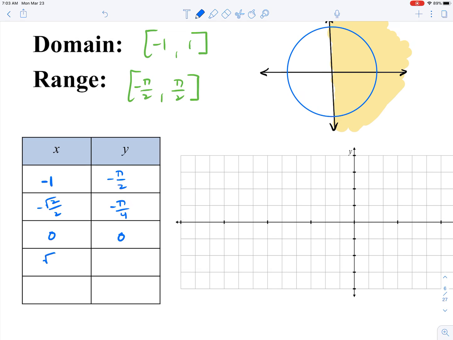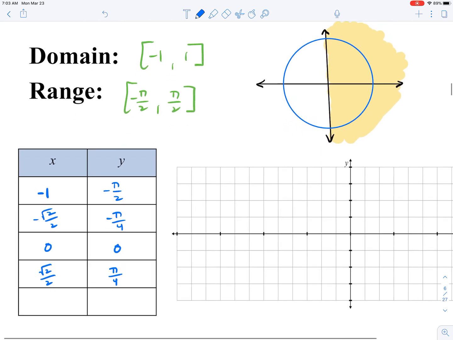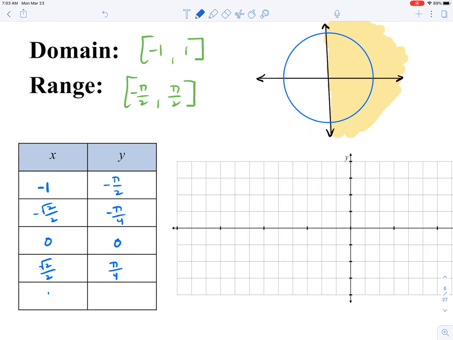And then when we evaluate inverse sine at positive ratios, like root 2 over 2, inverse sine of root 2 over 2 will be pi over 4, so from quadrant 1. And inverse sine of 1 would be equal to positive pi over 2.